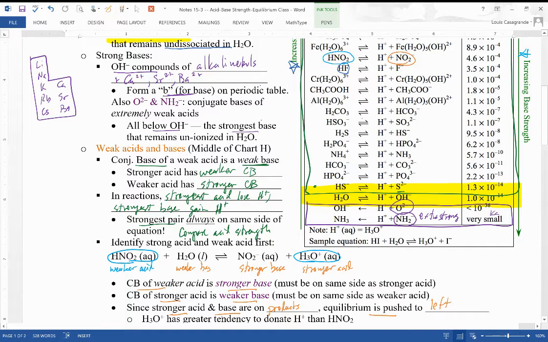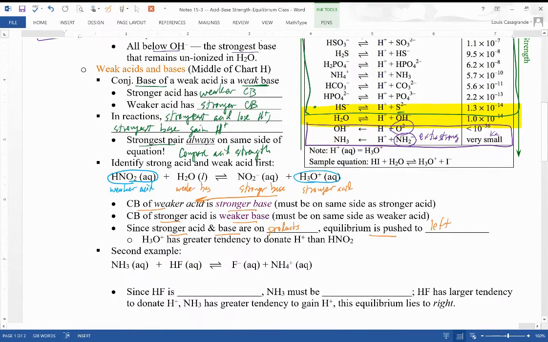Remember, we said the stronger acid is going to want to give up its proton. The stronger acid is going to do what acids do naturally, give up protons. The stronger base is going to do what it does naturally, accept a proton. And so in solution, this is going to force this reaction to go to the left, and the equilibrium is going to lie with higher concentrations of the nitrous acid and the water. The other way of thinking about that is that the H3O plus has the greater tendency to donate the proton. It's a stronger acid. And so it's going to react.